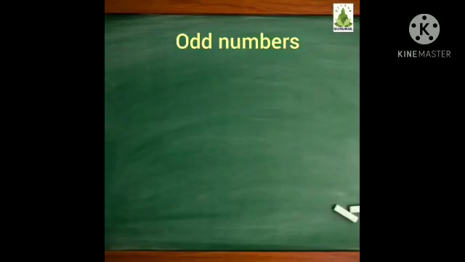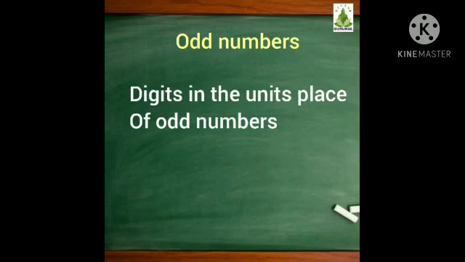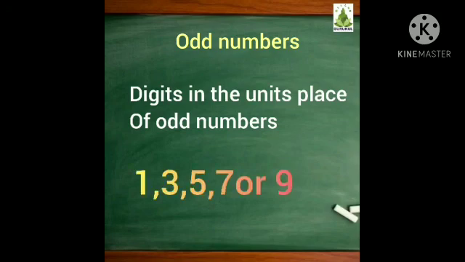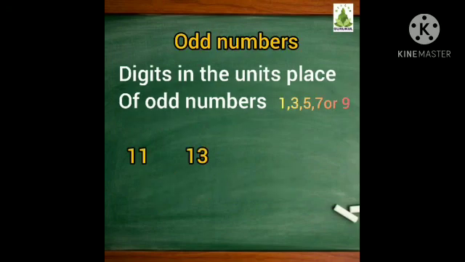Now let's see the odd numbers. To identify odd numbers, make sure that it has the following digits in the unit place, that are 1, 3, 5, 7 or 9. Here let's see few examples: 11, 13, 15, 17 and 19. Observe the unit place digit. It has 1, 3, 5, 7 and 9 at the unit place. Also, it is not divisible by 2.